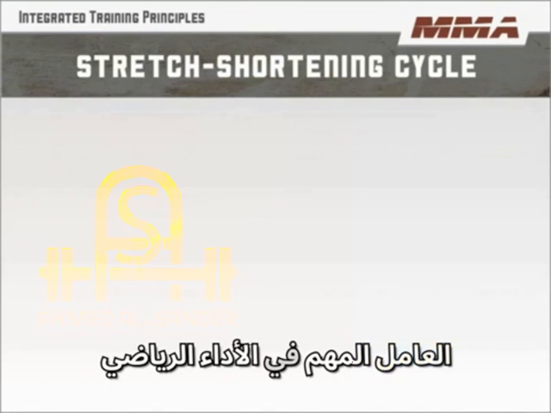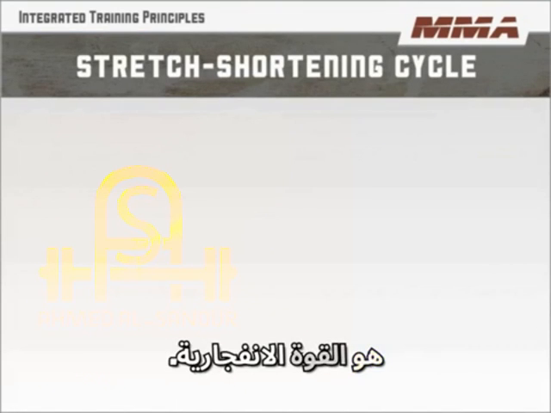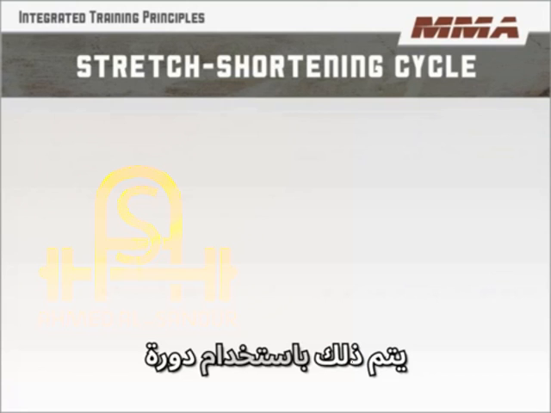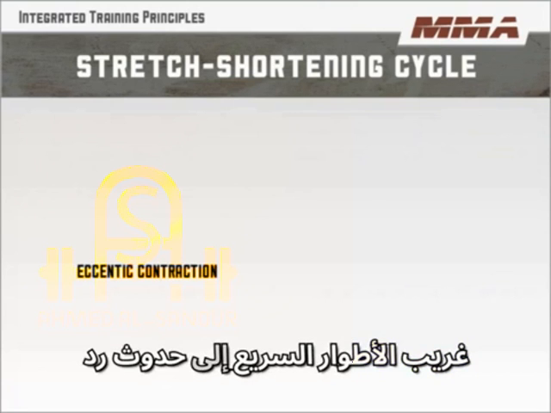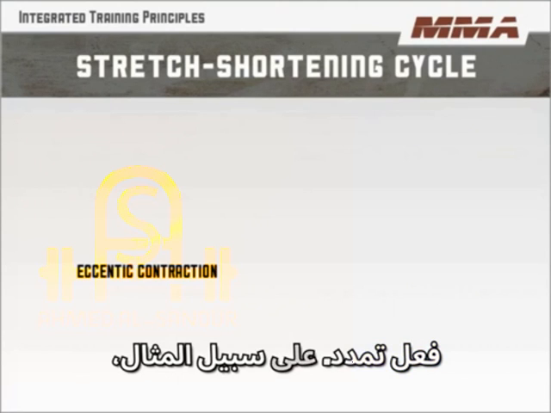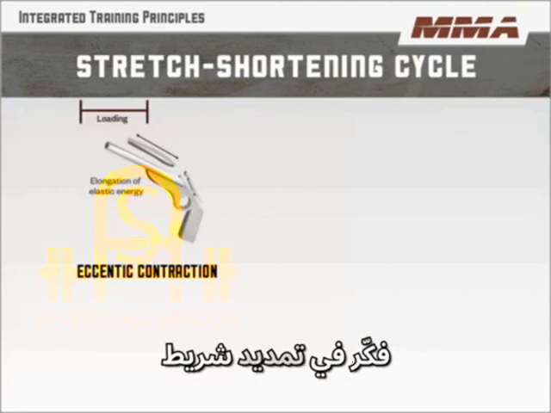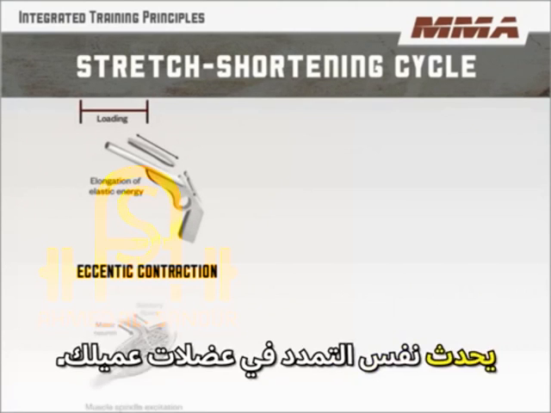An important factor in athletic performance is explosive force. This happens by using the stretch shortening cycle. This occurs when a rapid eccentric muscle action creates a stretch reflex. For example, think of stretching a rubber band just before letting it go. This same stretch occurs in your client's muscles.